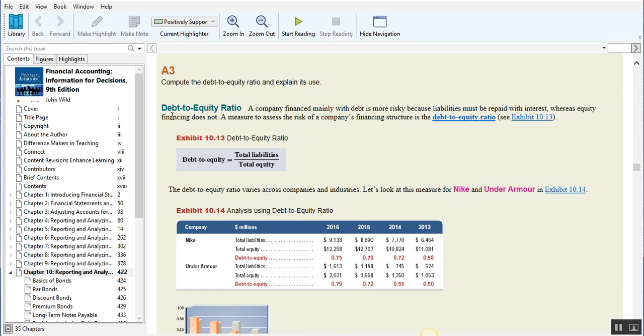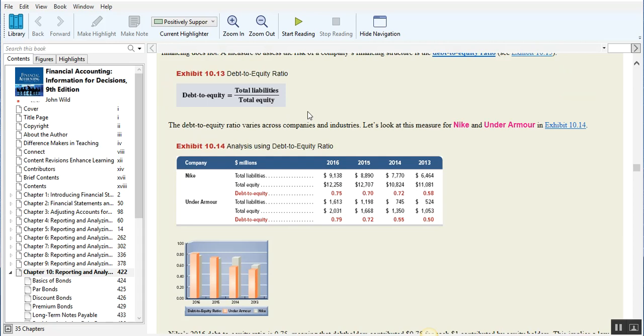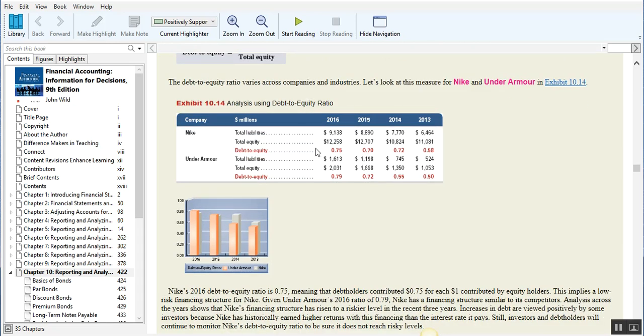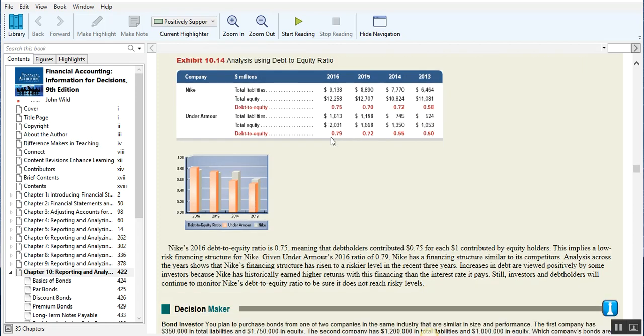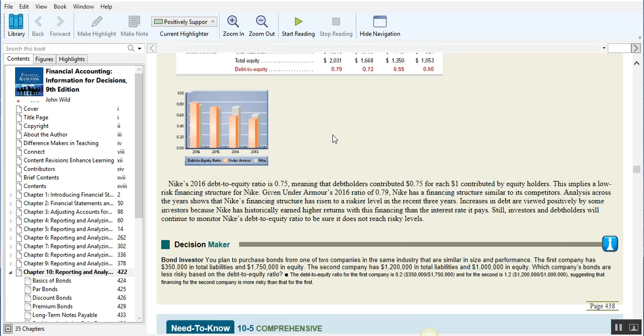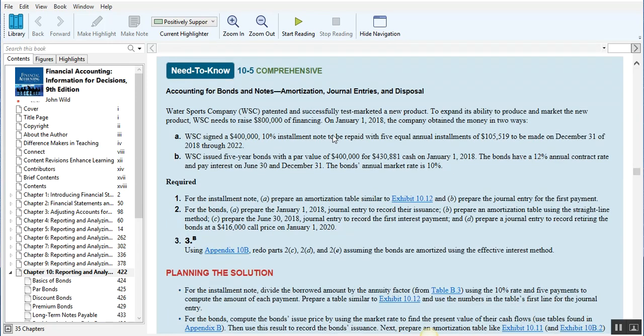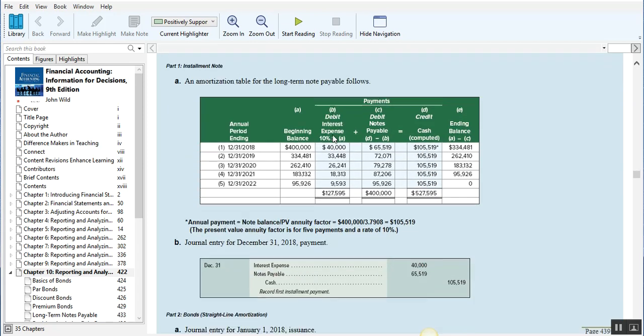Okay, so then you have this idea of a debt to equity ratio. Basically the debt to equity ratio is the balance between total equity and total liabilities in a company. The goal is to find the best ratio, the best relationship between those two, and operate at an optimal level of debt to equity. Here you see these ratios over a period of time. The debt to equity for Nike, for example, started out at 58% in 2013 and was 75% in 2016. Under Armour was 50% in 2013, 79% in 2016. So again, those structures do change over time, and it may be for good reasons. And with that debt to equity ratio, a company can calculate the optimal operating level.